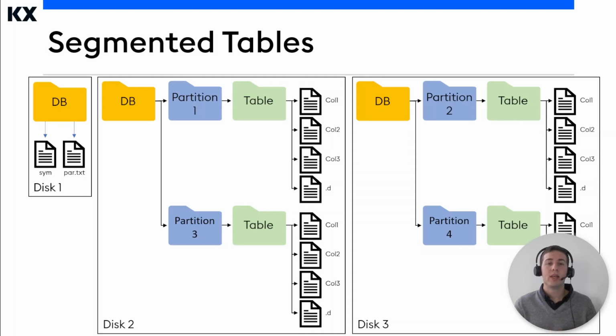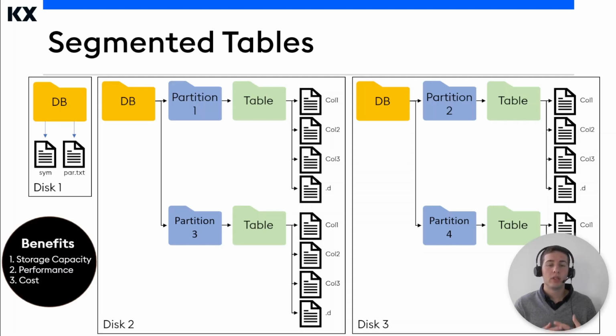Three main reasons why tables are segmented. The first is storage capacity. When dealing with databases in the order of petabytes, it can be necessary to split tables across many different storage devices, as it may not fit on one disk.